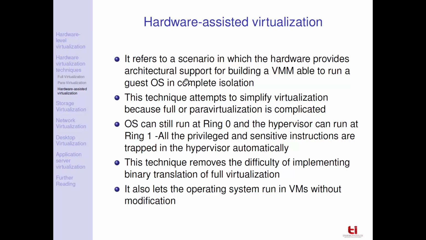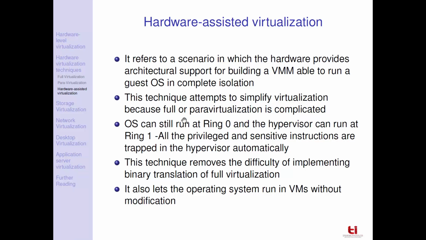Next virtualization technique is hardware-assisted virtualization. Hardware-assisted virtualization refers to a scenario where hardware provides the architectural support for building a VMM which is able to run the guest OS in complete isolation. This technique attempts to simplify virtualization, because full or para-virtualization is complicated due to handling of privileged instructions.